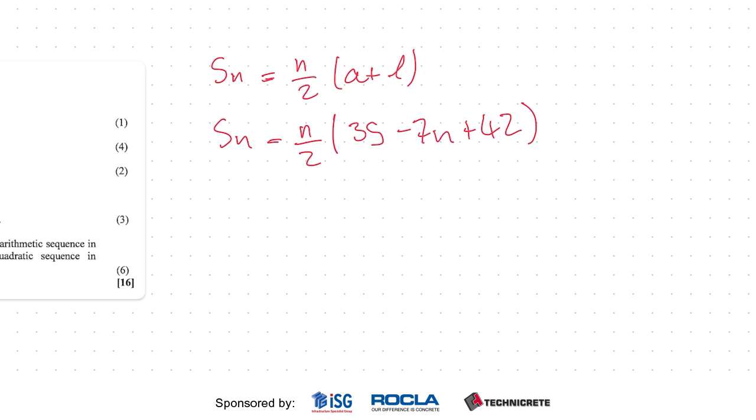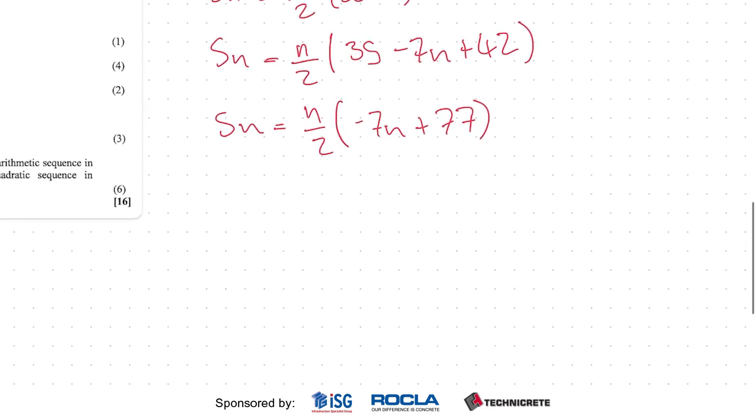Maybe we can simplify this some more. We can add 35 and 42, and we get 77. I guess we can get rid of the brackets as well. Might as well just do this work now. So n over 2 times negative 7. So we'd have negative 7n squared over 2 plus 77n over 2, yeah?